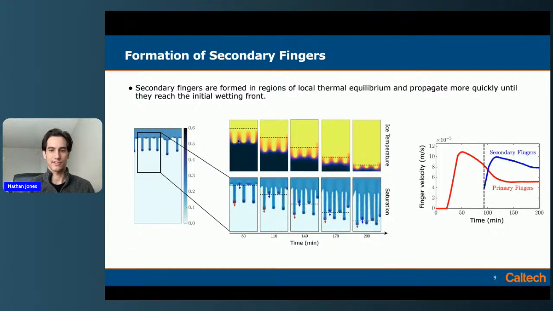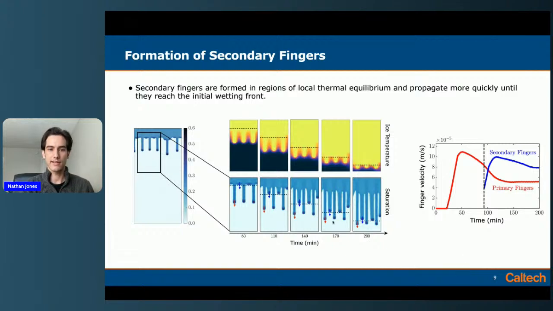Effectively, what secondary fingers do is reduce how channelized the flow is. So if we initially have 5 fingers, if these were to keep propagating downwards, we would expect much faster infiltration depth as opposed to, say, stable flow. And also the flow is much more localized in only these 5 fingers.